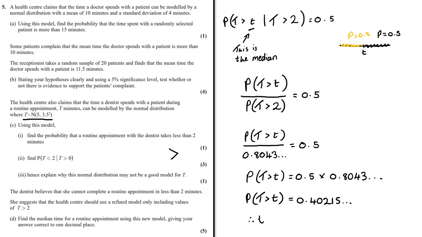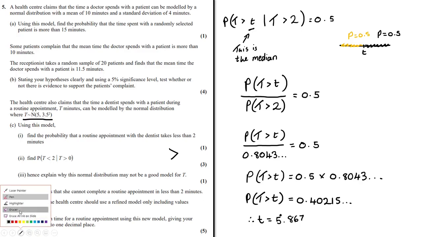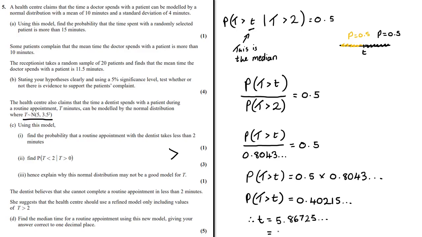So I get little t, which is equal to 5.8067, and that's not a recurring there, I don't like that, I'm getting rid of it. There we go, okay, I can carry on. So I get 5.86725 and so on. But we only want this to one decimal place, so to one decimal place I get 5.9. That's what I get for t. So the median time for a routine appointment using this new model is 5.9 minutes.